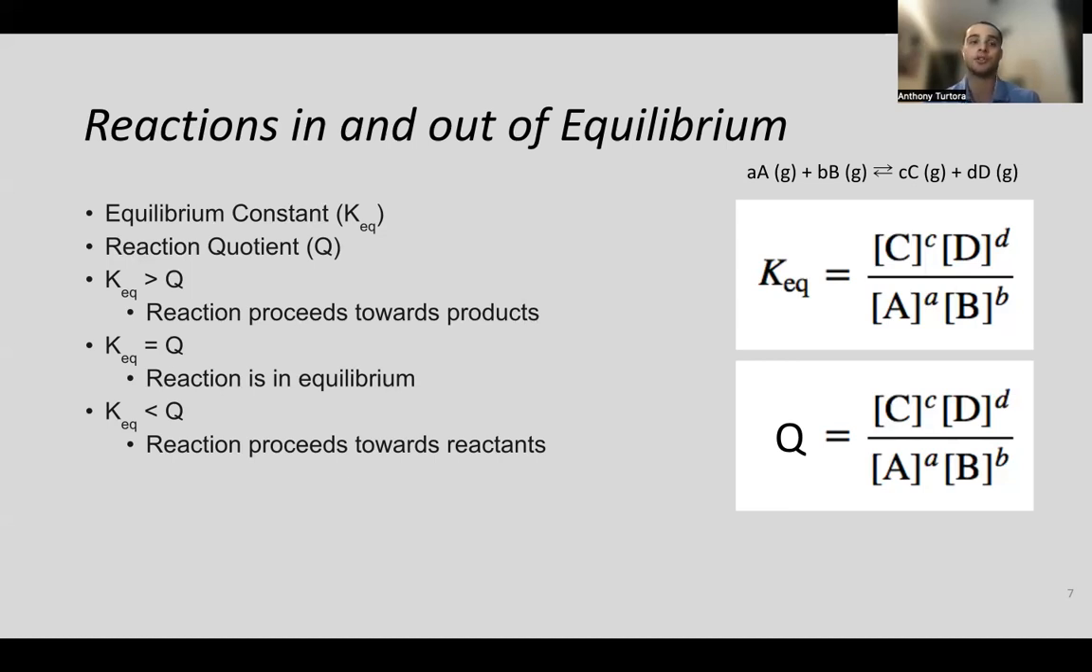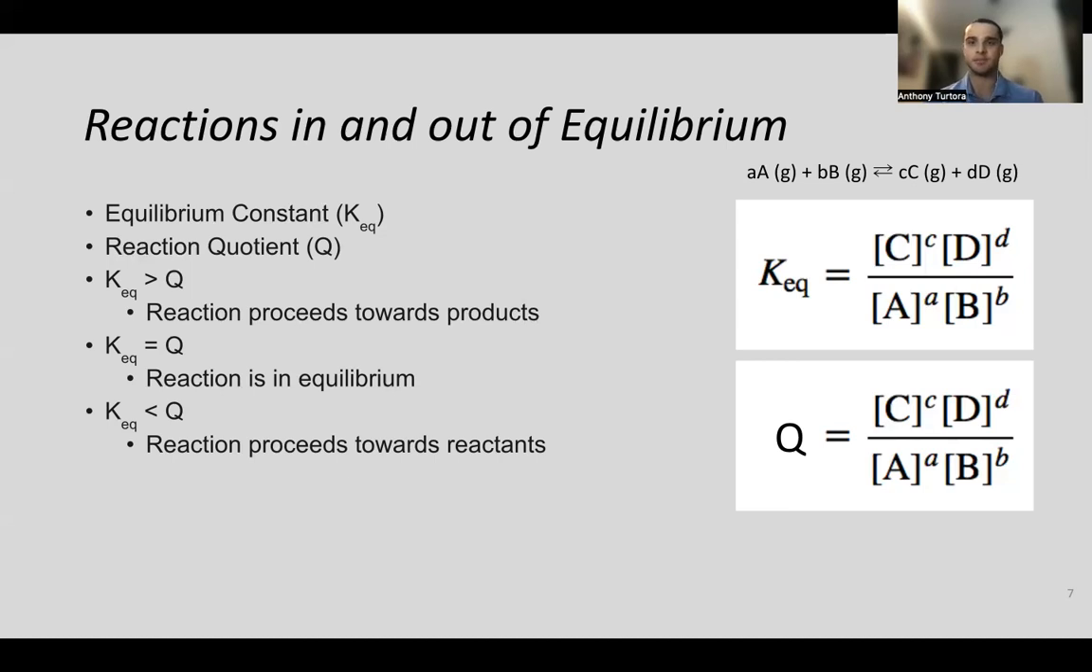Now our Q is our reaction quotient, and this is telling us the concentration of products and reactants at a given moment in time. So not when it's at equilibrium, but maybe after the equilibrium has been disturbed. So if our KEQ is greater than our Q, a reaction will proceed towards products. If our KEQ is equal to Q, our reaction is in equilibrium. If our KEQ is less than our Q, then our reaction proceeds towards reactants.